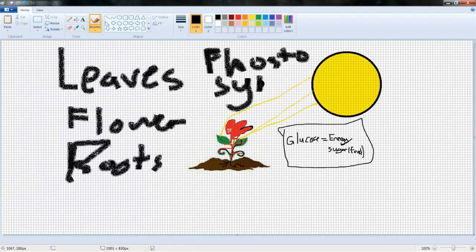It is actually a myth here. It is not photosynthize. No, it is not. It is photosynthesis. That's spelled wrong. Sorry about that.